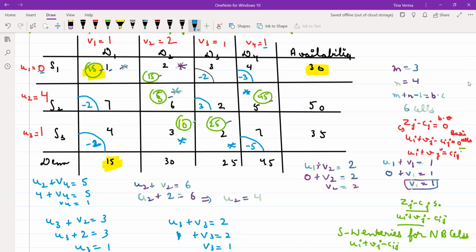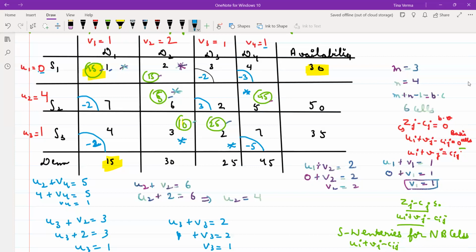वहां पे आप ZJ minus CJ कब stop करते थे? Minimum के case के लिए. जब आपके सारे less than equal to 0 हो जाते थे, ZJ minus CJ. That means here you will stop. अगर आपकी सारी southwest entries negative या 0 आ जाएंगी, then the obtained solution is the optimal one. अगर आपकी कोई भी southwest entry positive है, that means the solution is not optimal solution. Is it clear? Yes or no?